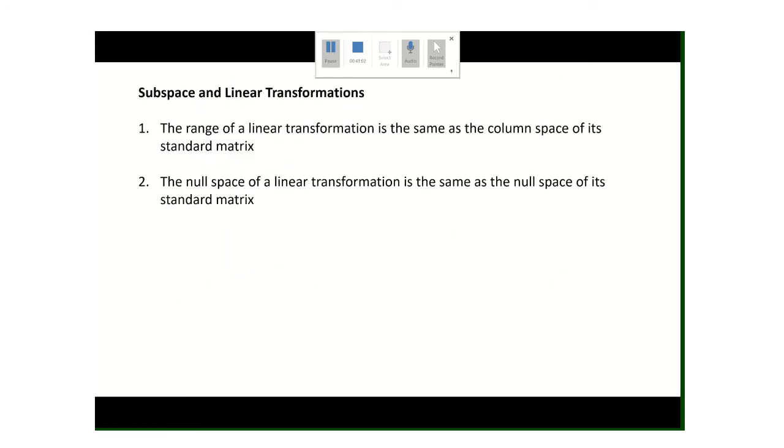So, in summary, subspaces and linear transformations. The range of a linear transformation is the same as the column space of its standard matrix. So the column space of a standard matrix is the range. It's all of the possible things that you can build, and it is a subspace. It satisfies those three conditions we gave earlier. Secondly, the null space of a linear transformation is the null space of its standard matrix. And again, it is a subspace.